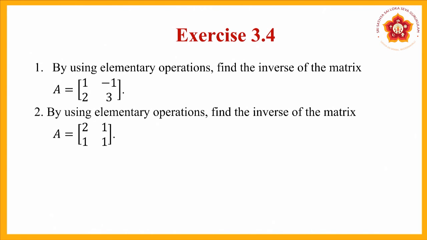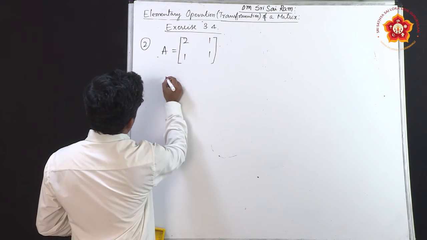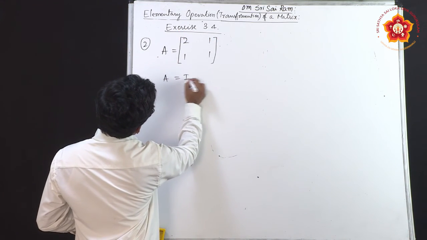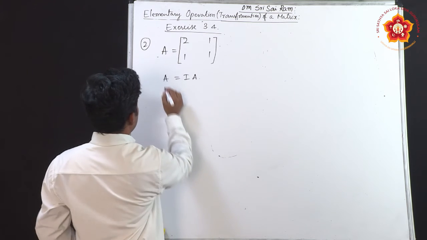In the second example we have the same thing, but with different elements, and we have to find the A inverse of that matrix using elementary row operations. In the next class we are going to do column operations as well. For now, I am going to apply row operations to get A inverse of this matrix. So I write A is equal to I times A, same thing you are going to do.